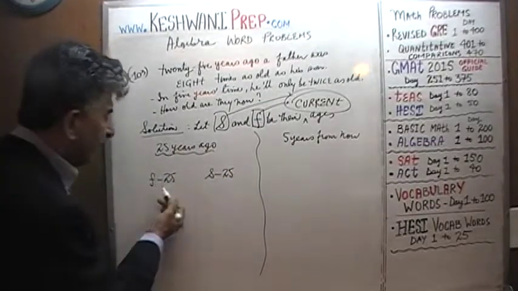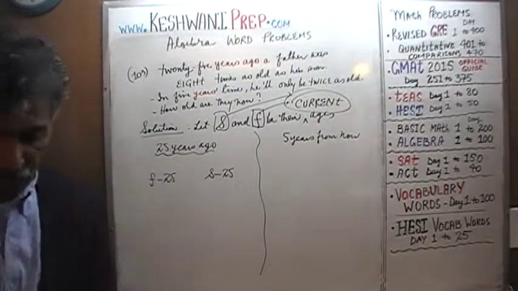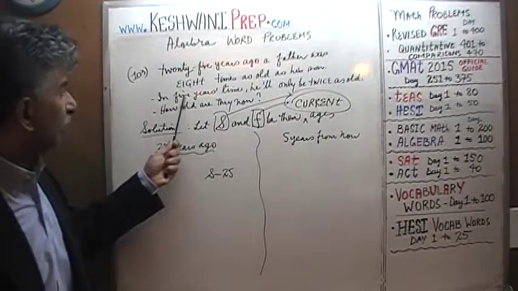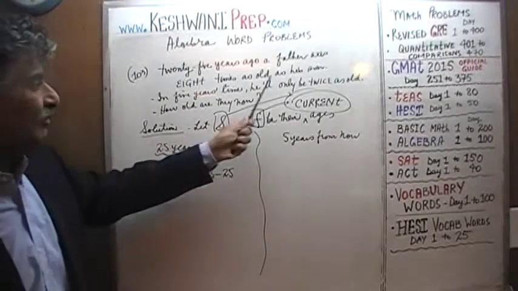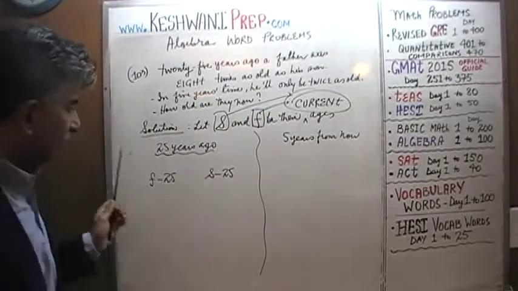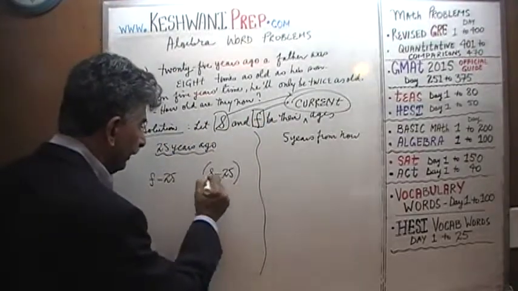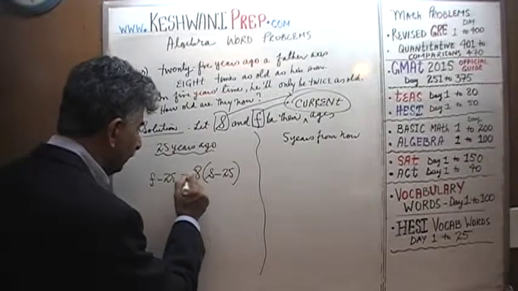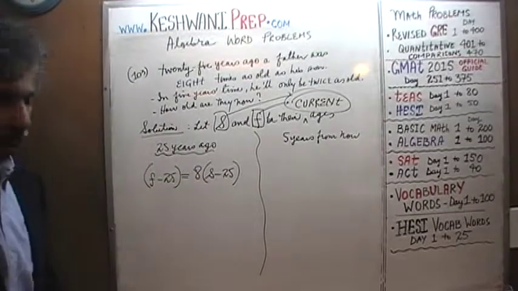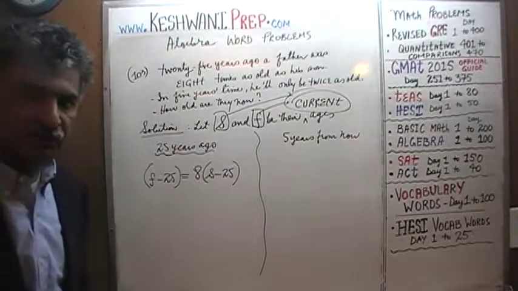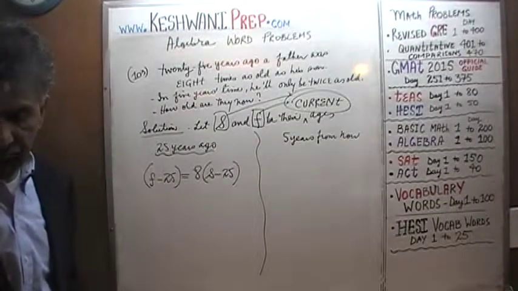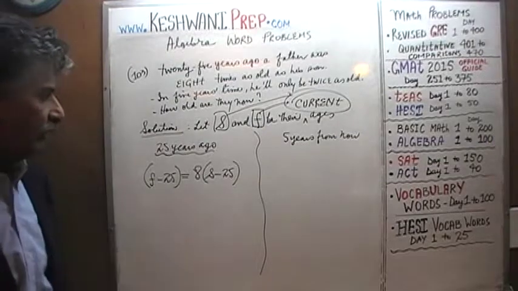And what do we know at that time? What sort of relationship exists between these two quantities 25 years ago? 25 years ago, we are told that father was 8 times son's age. Whatever the son's age was, you take that quantity and you multiply it by 8, and that's how old the father was. There you go. That equation, you are 100% certain that it is correct.